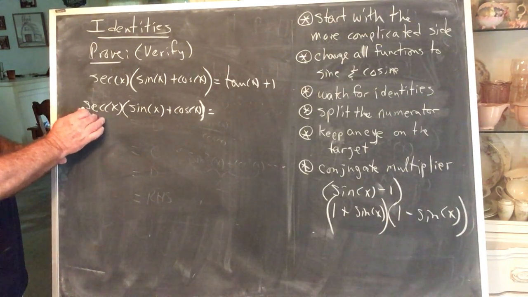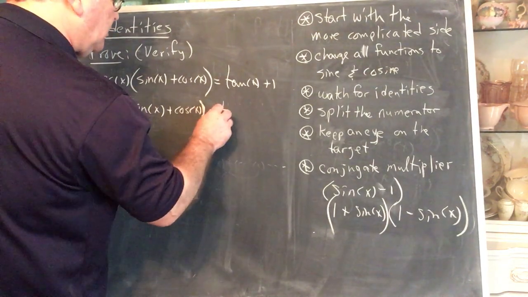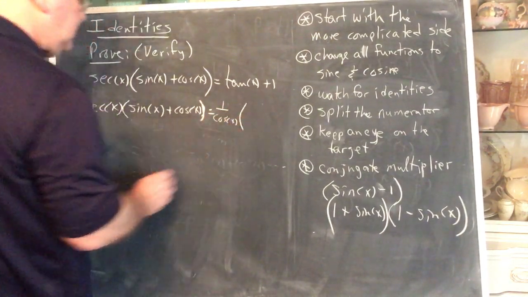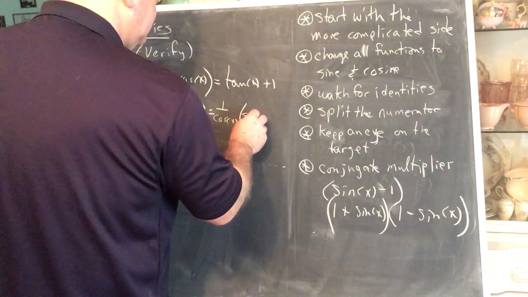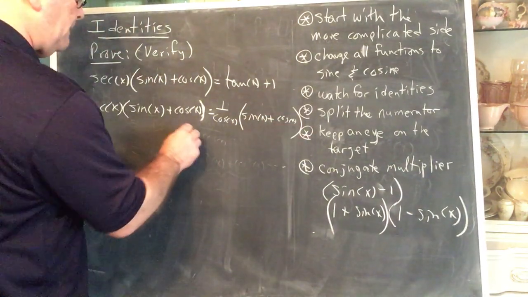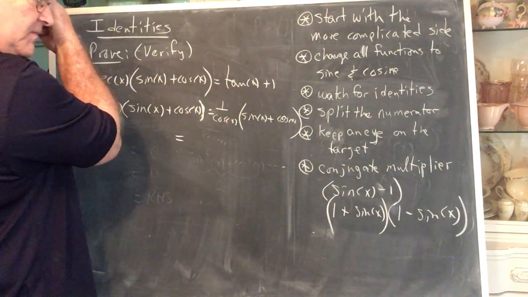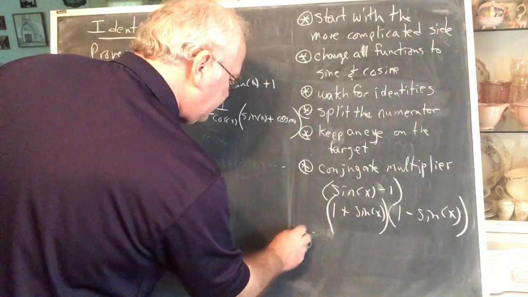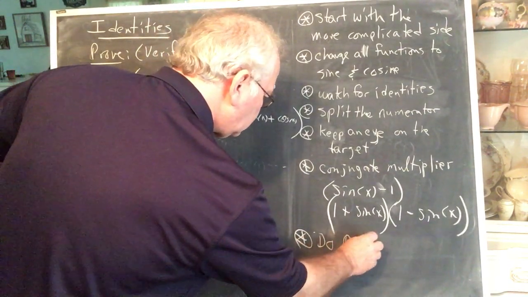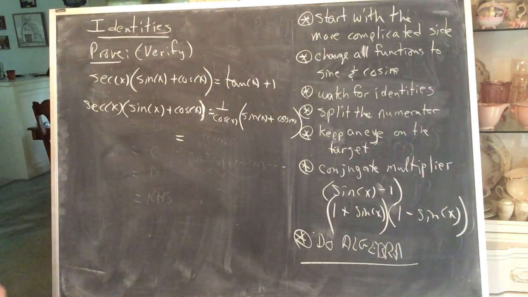Is it clear? Secant. What's secant? Do we remember the reciprocal identity? Secant is 1 over cosine times sine of x plus cosine of x. All right? Then what? What can we do here? Well, another thing I don't have written here is do algebra. And what does that mean?